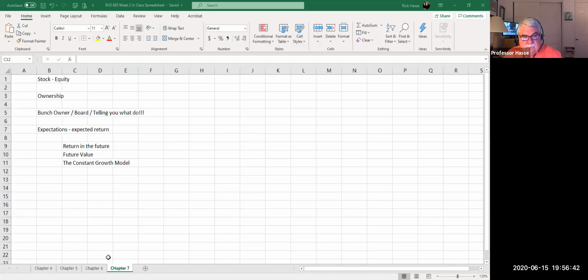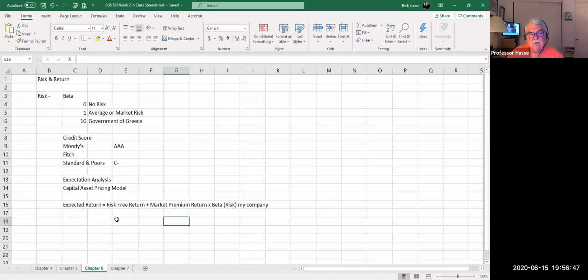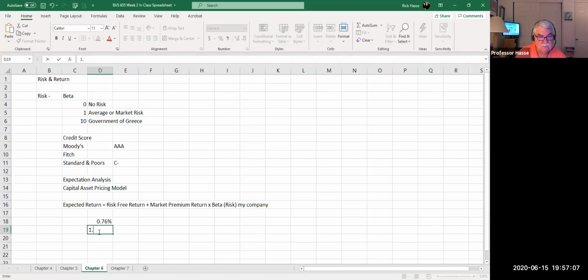Okay, so we get out of that, and now we go back to my spreadsheet. Oh, did I lose that? Oh, there it is. So I just determined that the risk-free rate is currently 0.761%. I just determined that my beta for Ford is 1.30. That's the risk-free rate and the beta risk of my company.